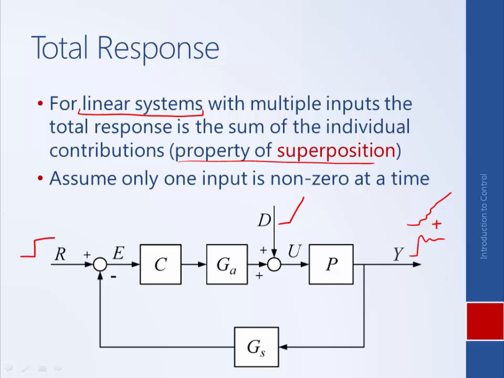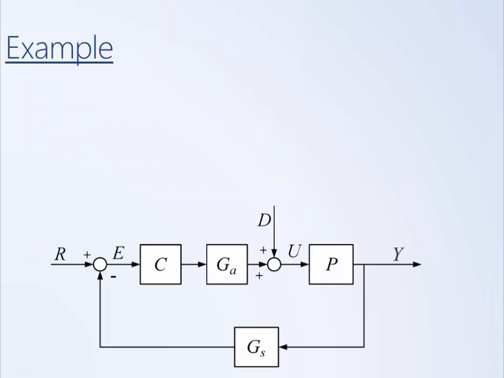And this is a very powerful and helpful property, this property of superposition. But one thing that you need to keep in mind is that it only applies to linear systems. So again, this is a reason why we like linear models. Okay, so let's go ahead and take a look at this example.